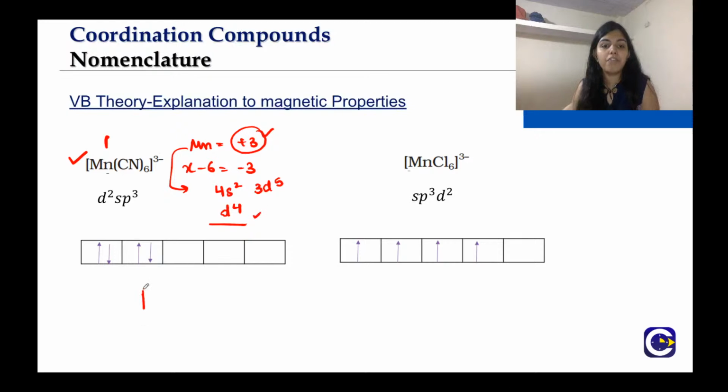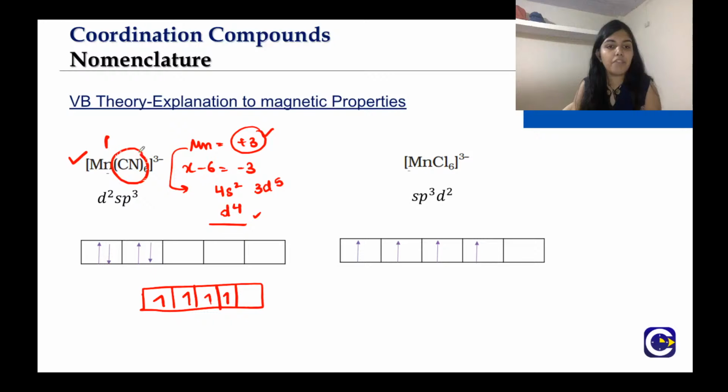Now d4 will be somewhat like this: 1 2 3 4 5 orbitals, and 1 2 3 4 electrons. As cyanide is a strong field ligand, pairing of electrons will take place. This electron will go here, this electron will go here, right? So this resulting configuration will be obtained. Two d orbitals of the inner shell, that is the n-1 shell, are vacant. That is why we are obtaining the d2sp3 hybridization, right?